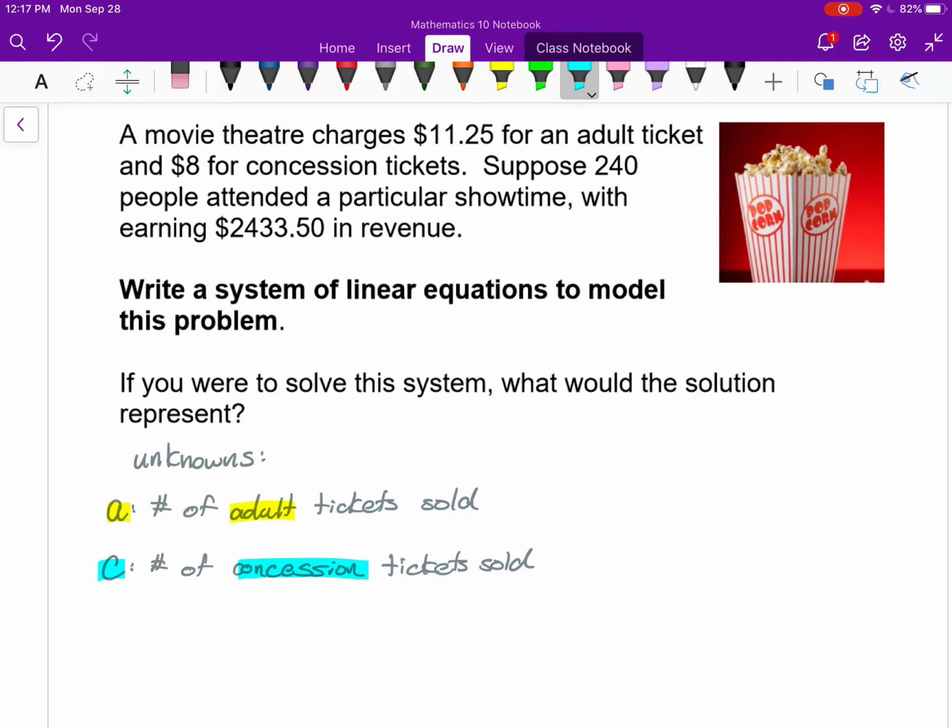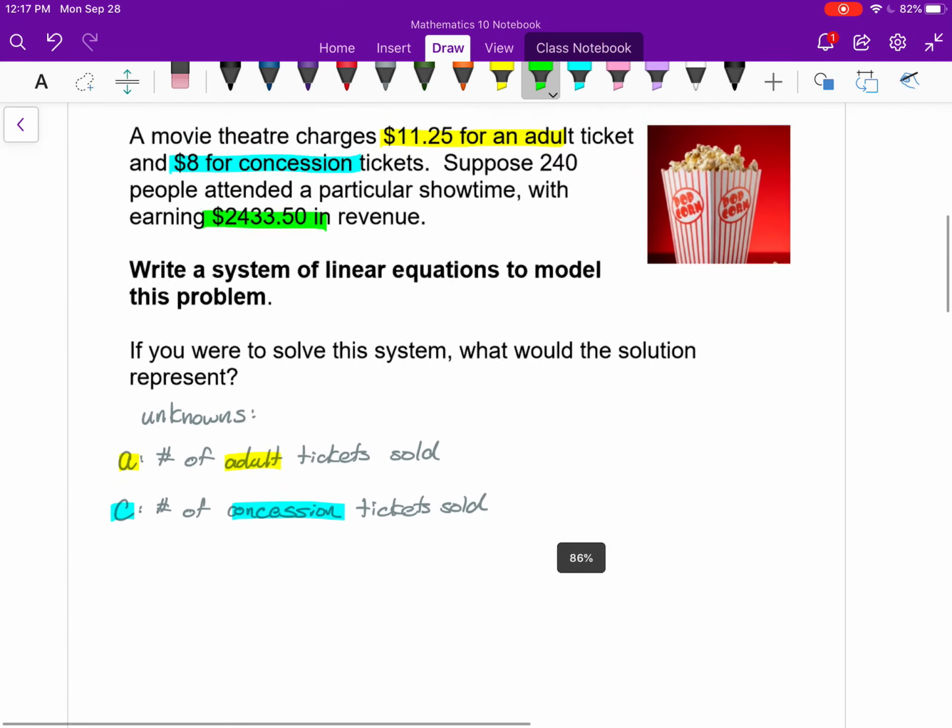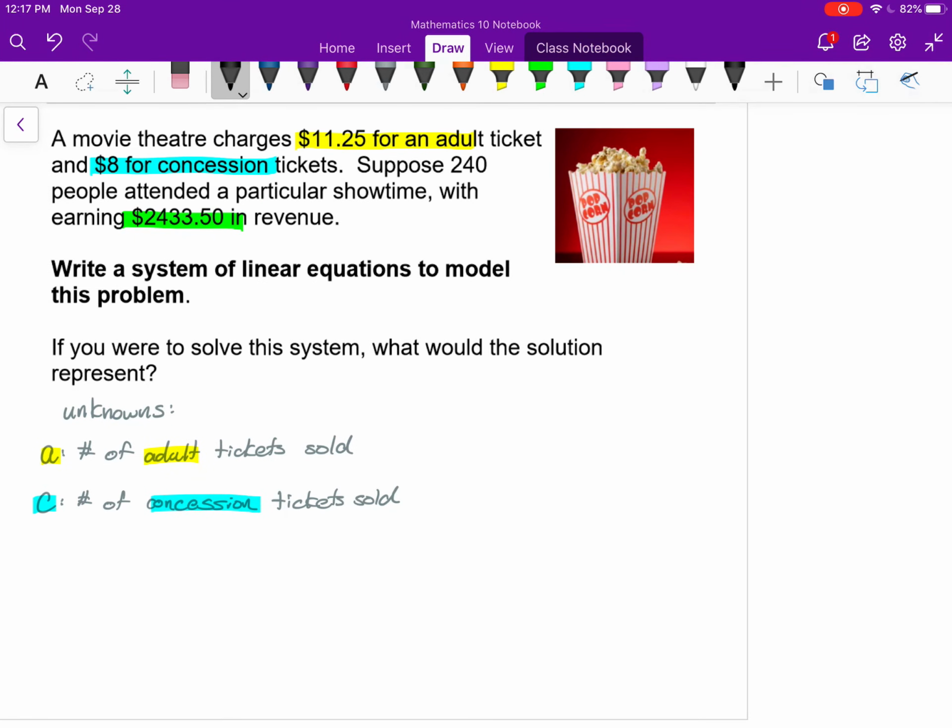And one would be by what it says here, that each adult ticket costs $11.25, each concession ticket costs $8, and altogether, that showing made over $2,000 in revenue. So how can I put that together into one equation? Well, if I say 11.25 times a, $11.25 for every adult ticket, plus 8c, $8 for every concession ticket.